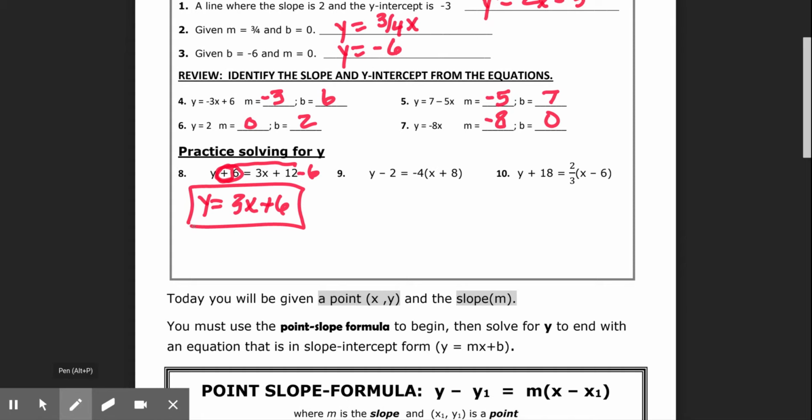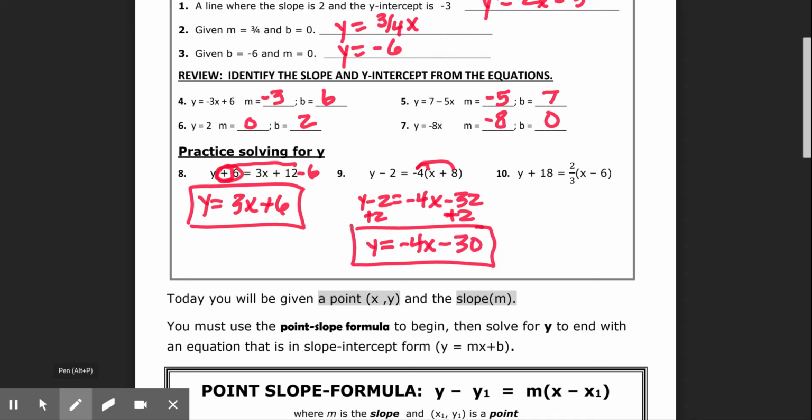What we need to do on number 9 is use the distributive property. So we're going to bring down y minus 2 equals -4 times x is -4x. -4 times 8 is -32. And then what we would do is add 2 to both sides here. So y equals -4x. And -32 plus 2 would be -30 because you have different signs, so you subtract.